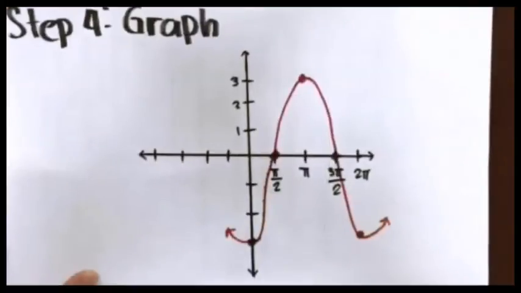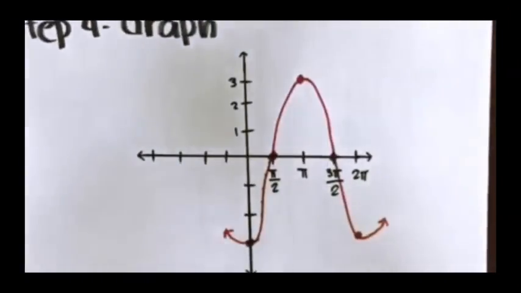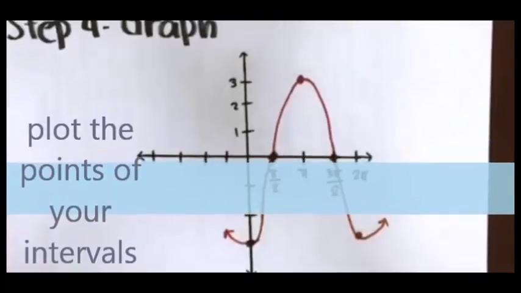This is what the graph of negative 3 cosine x looks like. You just need to plot the points, then you are done.